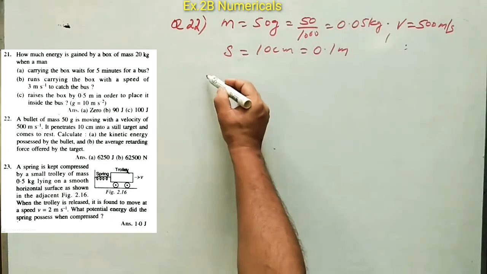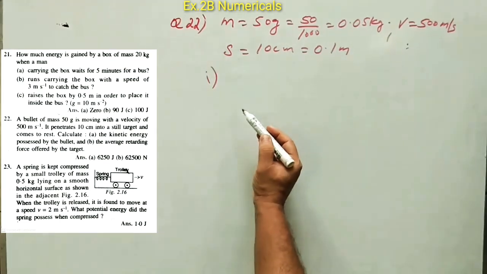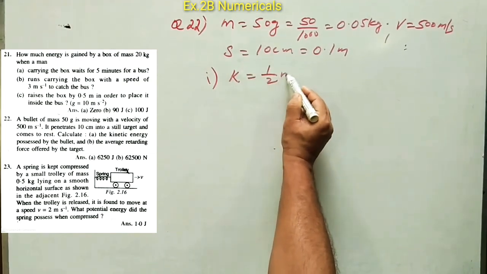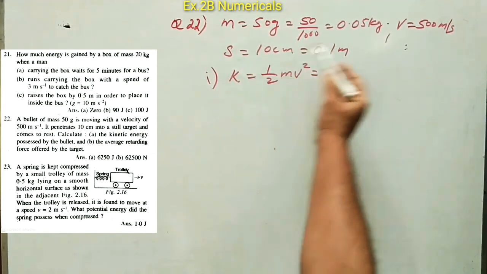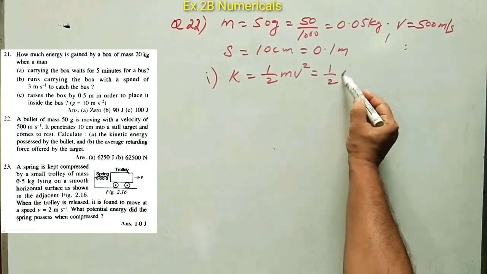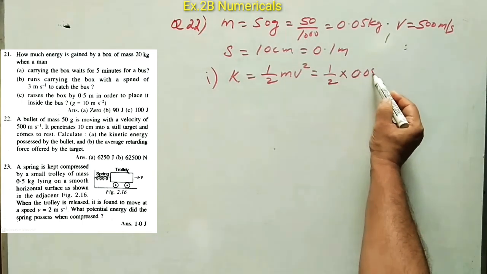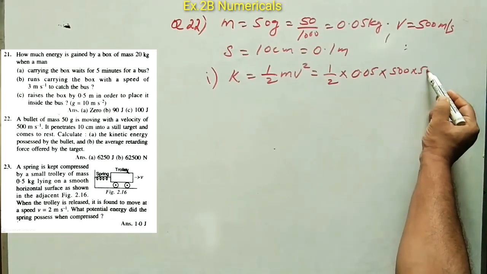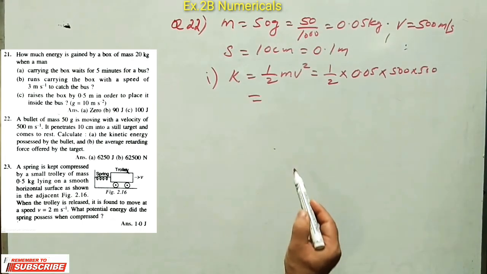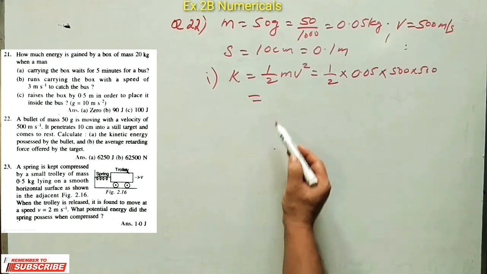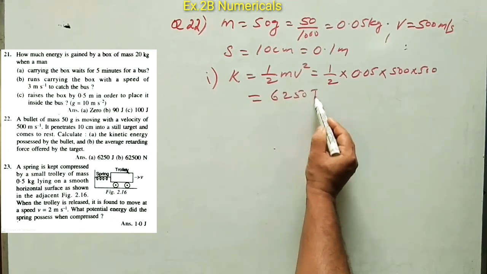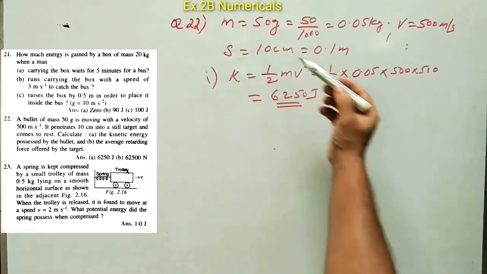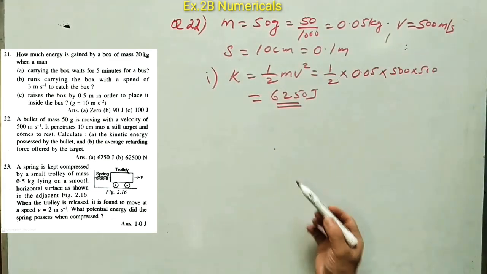Calculate first the kinetic energy possessed by the bullet. So the kinetic energy possessed by the bullet is given by the formula half mv square. So all quantities are given there. 1 by 2 into what is the mass? 0.05 into the square of the speed, 500 into 500. So solve it. The answer comes out to be 6250 joule. So this is the kinetic energy possessed by the bullet of mass 50 gram moving with a speed of 500 meter per second.